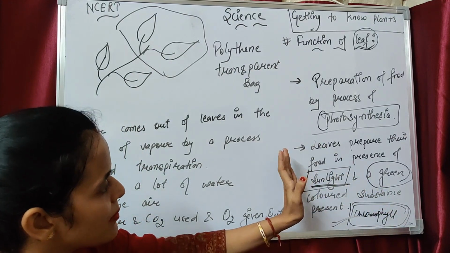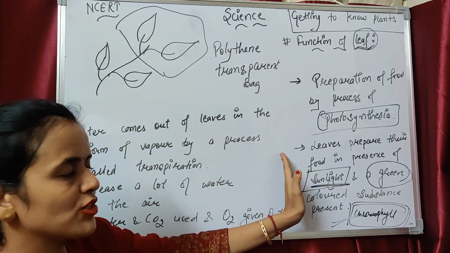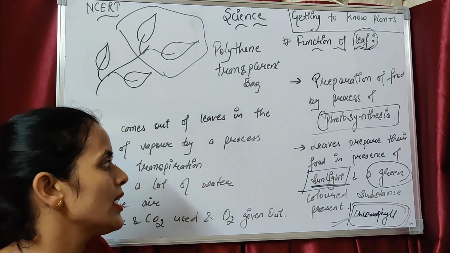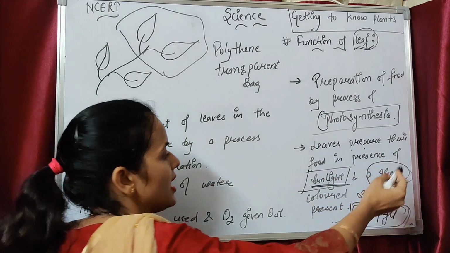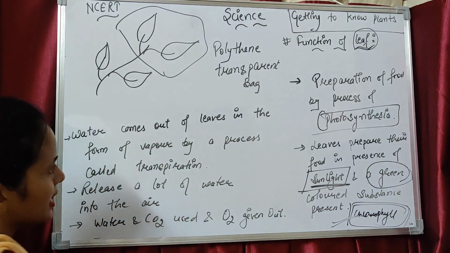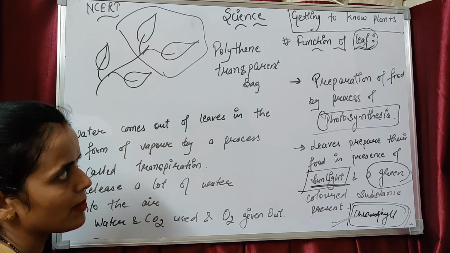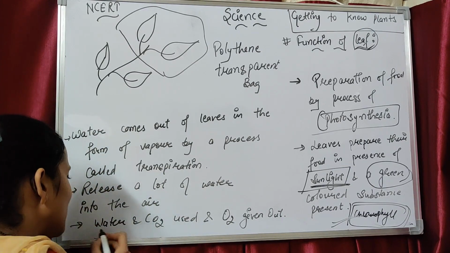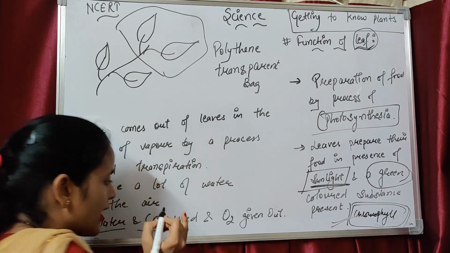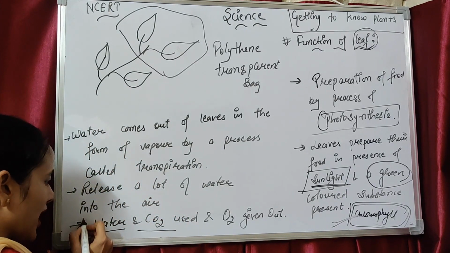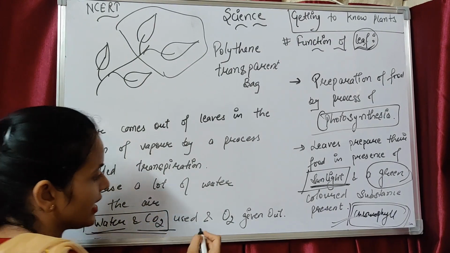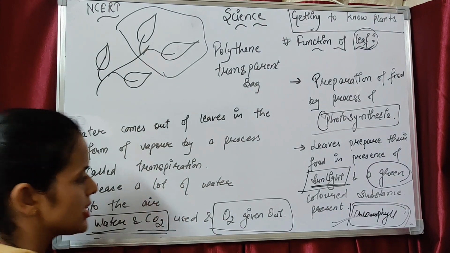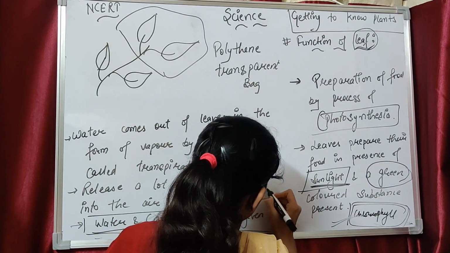Clear here? The main important function of the leaf is the preparation of food by photosynthesis, which only happens in the presence of sunlight and a green color substance. While the leaf makes food for the plant, it takes in water and carbon dioxide and releases O2, which is oxygen.